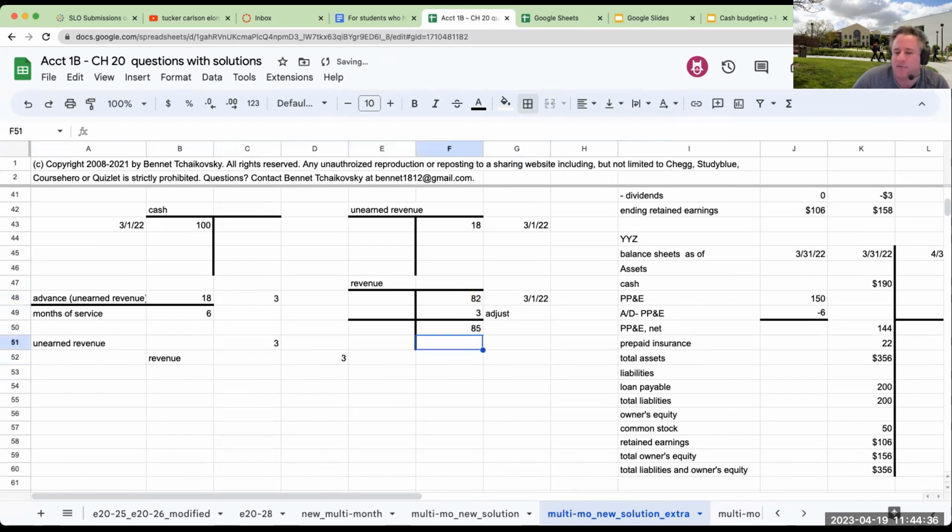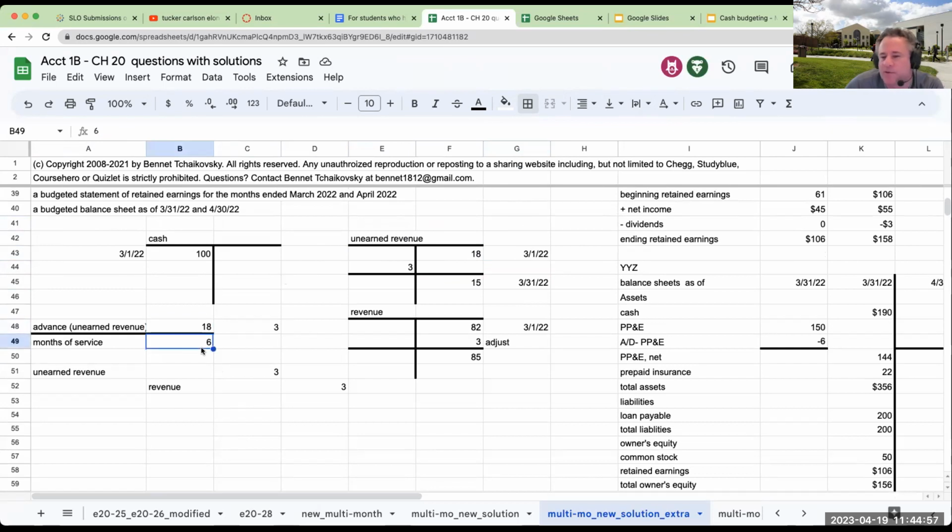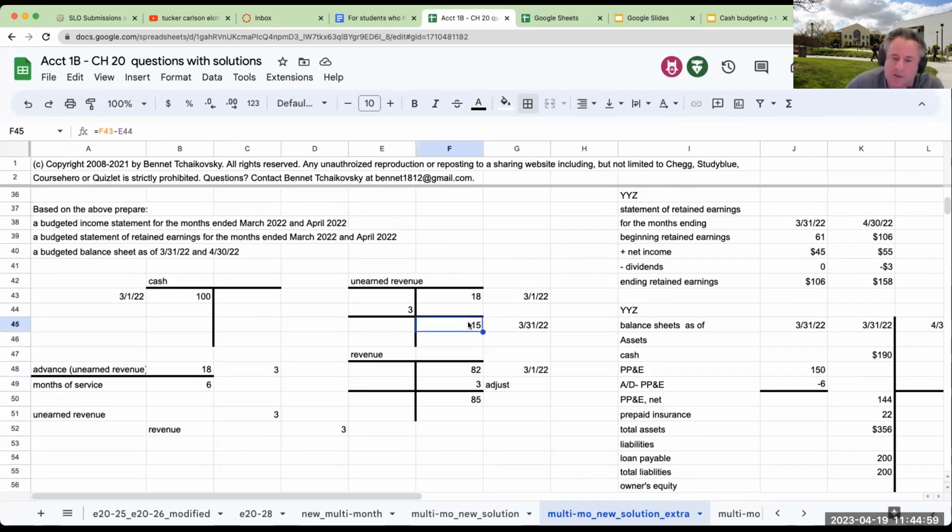My total amount of revenue for the month of March is going to be 85. My unearned revenue is going to be reduced by 3, and this amount will be at 15 as of 3/31/22. Let's make sure this makes sense. I got an advance of 18 for 6 months of service. 1 month has gone by, so I still have to perform work during April, May, June, July, and August, 5 more months. 3 times 5 is 15.